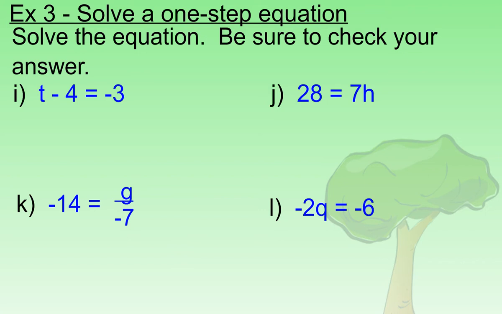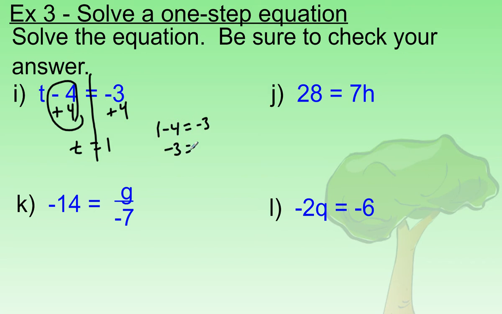Okay, so let's see. Draw our line. My variable is being subtracted by 4, so if I add 4, or if you can think about it as a -4 and +4, t equals 1. And check it out. Let's see. 1 minus 4 might equal -3. And if you check with a calculator, this math does work out. 1 minus 4 is -3. Yes, that is the solution to the problem. T equals 1.